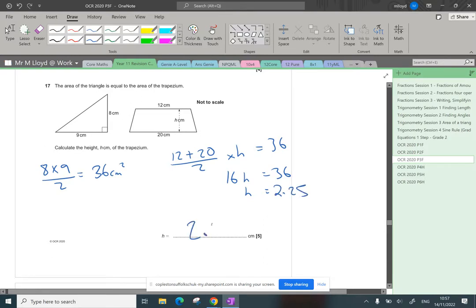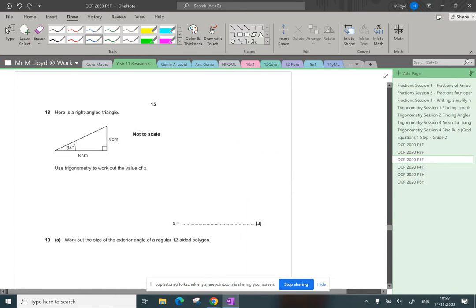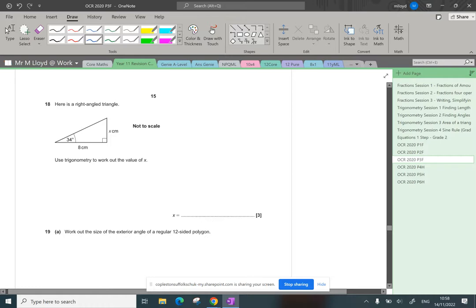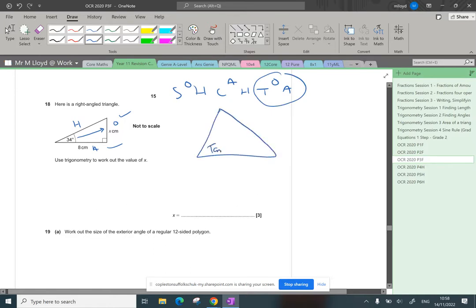2.25. Height of 2.25. There we go. Right. Question 17 done. Question 18. Use trigonometry to work out the value of x. Very kind that it said use trigonometry. So we've got h. O for the opposite because it's opposite the given angle, and A for the adjacent. So SOH CAH TOA. O, we've got something on, and A, so we're going to use the formula triangle for tan. So tan 34. O goes on top, T, O, and A. That's x, and then A is 8.